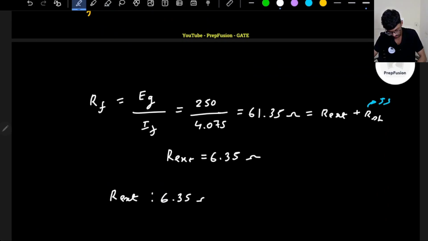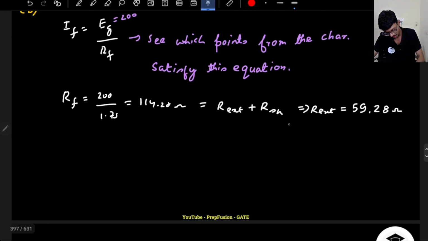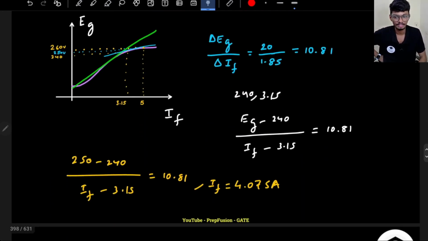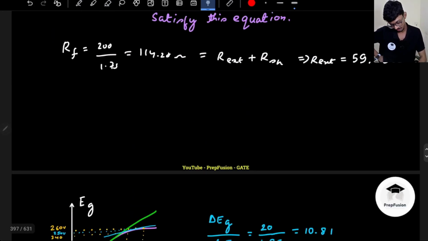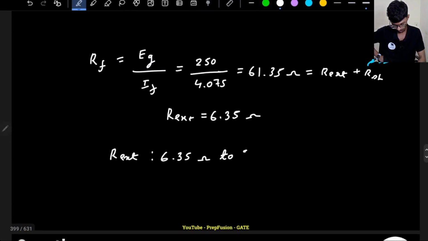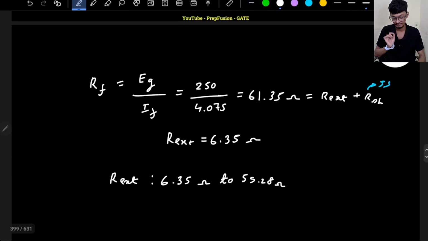So basically I will vary my external resistance from 6.35 ohms to 59.28 ohms. This will be the range of the external resistance. So this question is actually pretty elegant. We are not using simple KVL cases; we are using the graph to understand each and every specific thing.